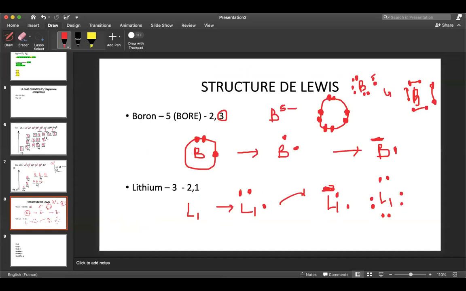Maybe you're thinking about those ones that do not obey the octet rule. Yeah, there are those things also. Boron is one of those that doesn't obey the octet rule. It only happens when boron is bonded with another atom. This is where you have this kind of bizarre arrangement of electrons. But basically, Lewis structure is the cross and dot structures that we learned in high school.